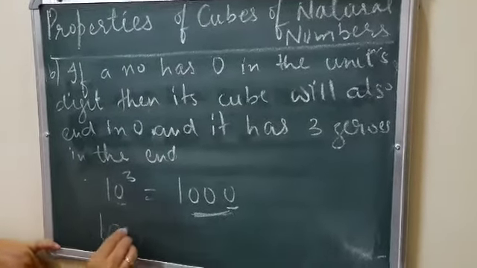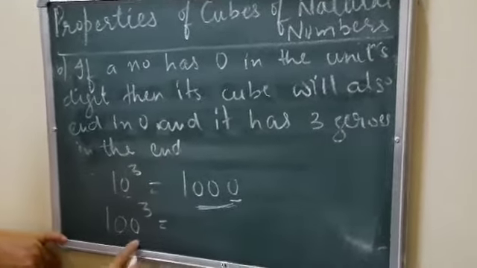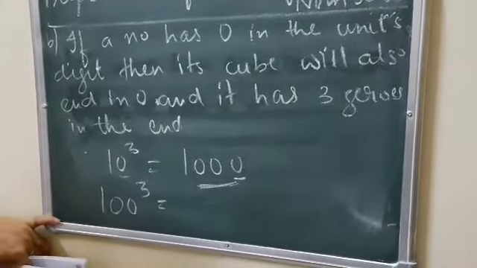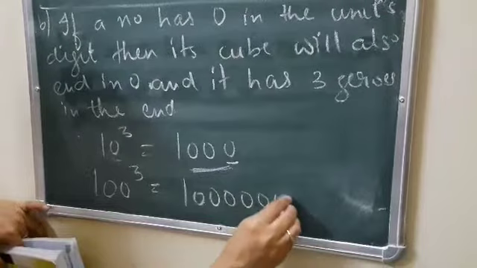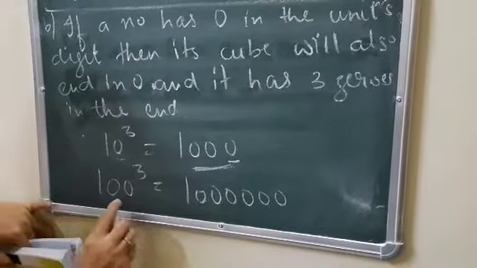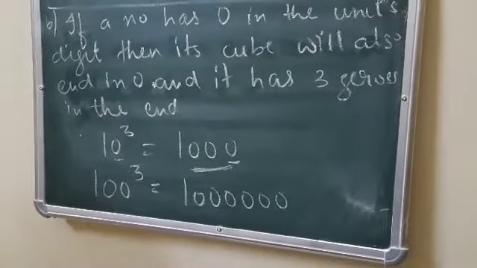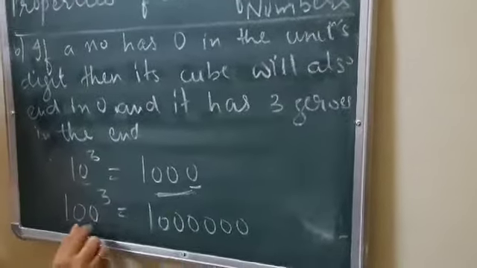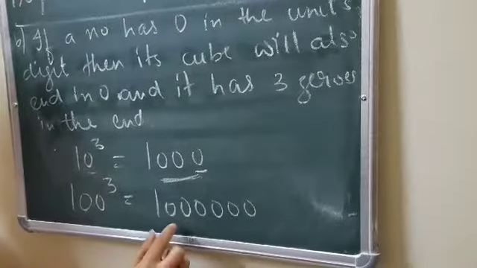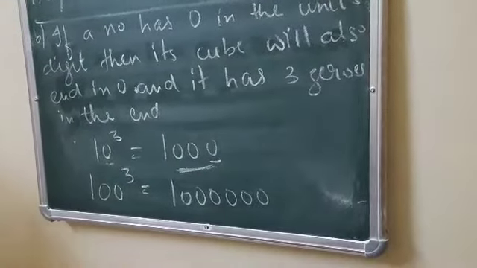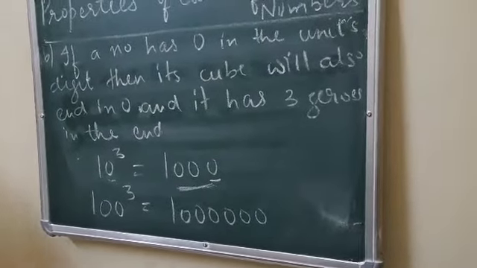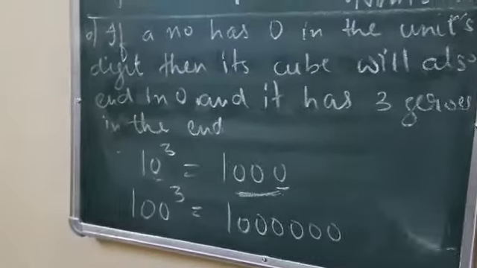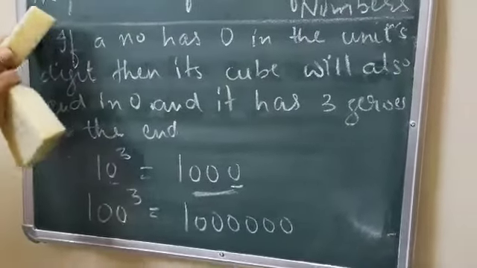If I have to take the cube of 100, as there are 2 zeros, how many zeros will there be? It will have 6 zeros then. Its cube will have 6 zeros. So you will multiply it with 3 zeros. So 2 into 3, 6 zeros will be there in the cube, right? So this was your subpart B. Now we'll move to the third subpart C.